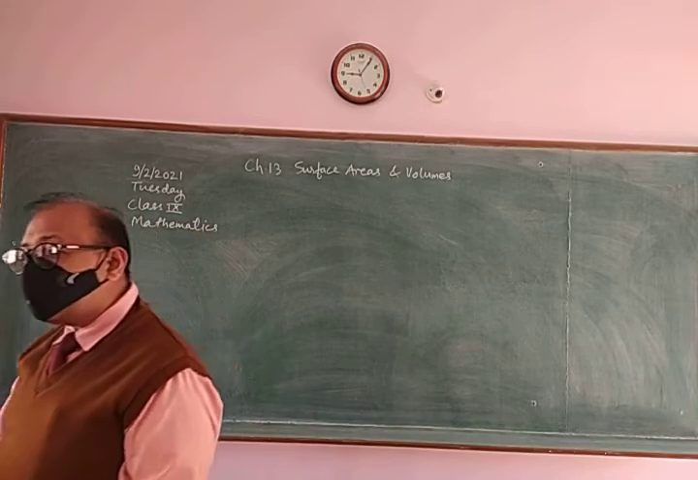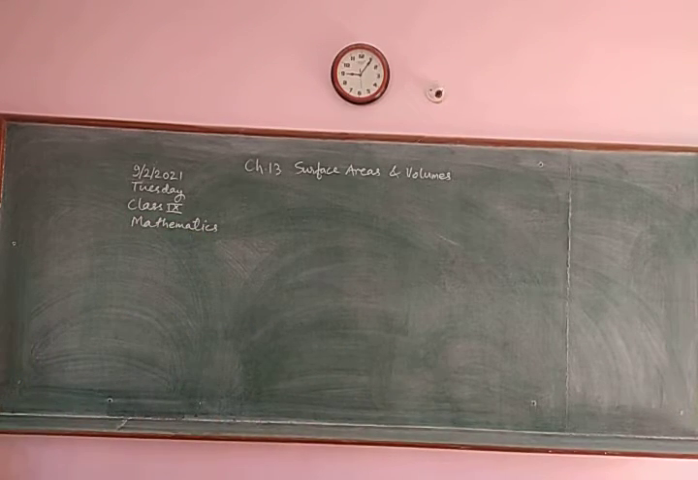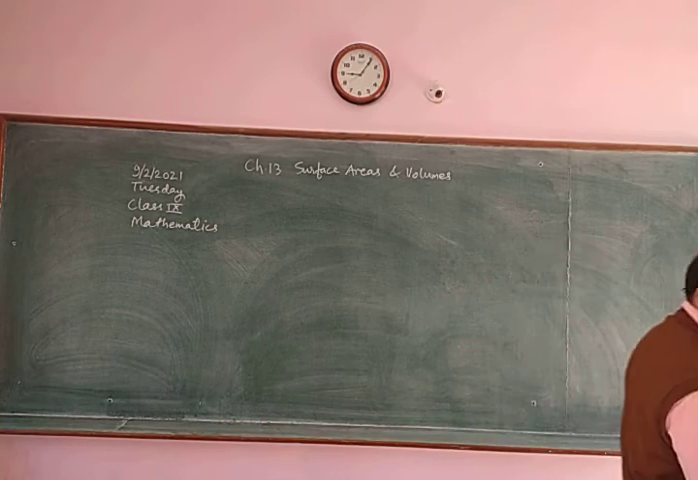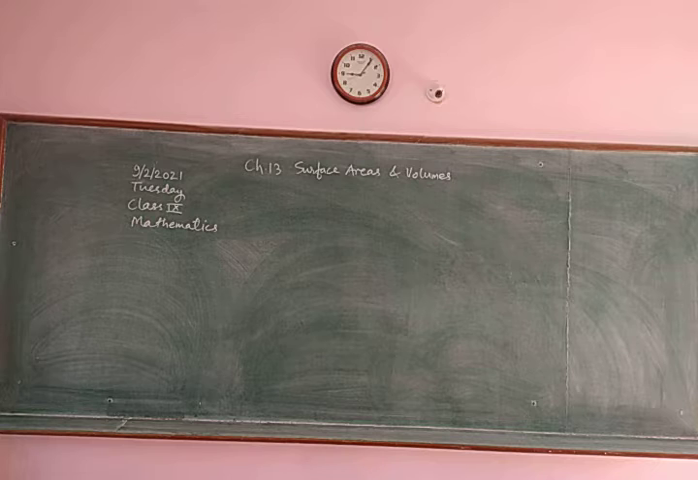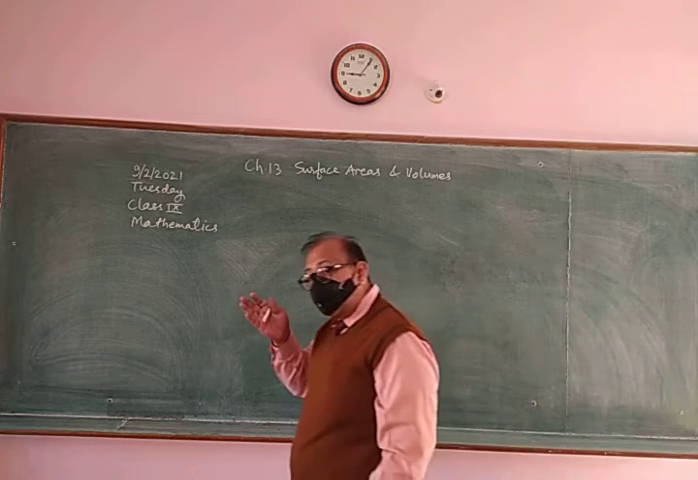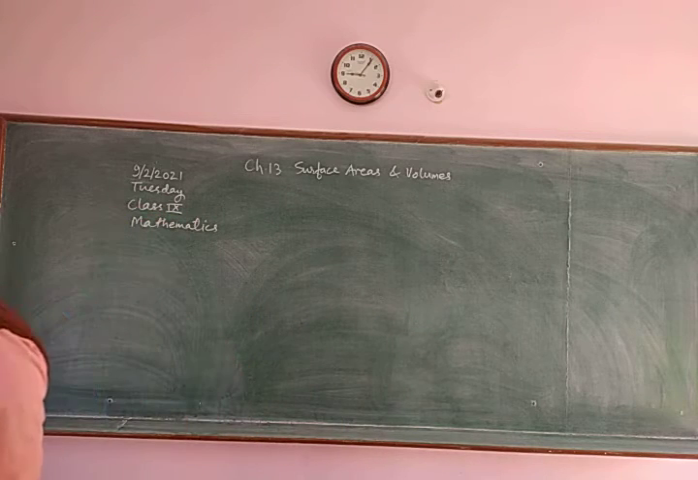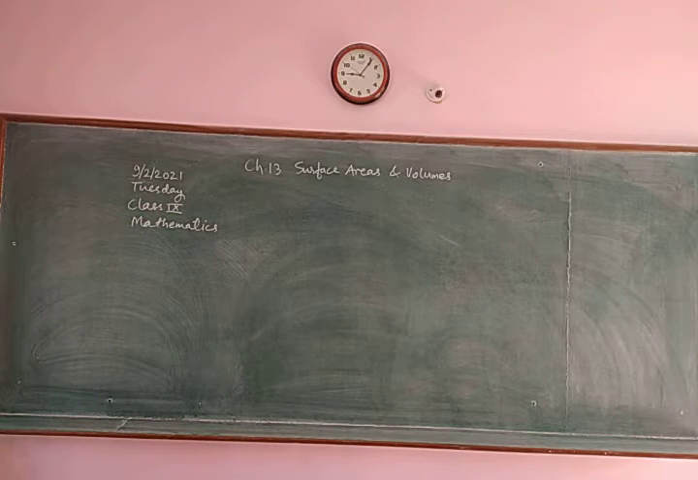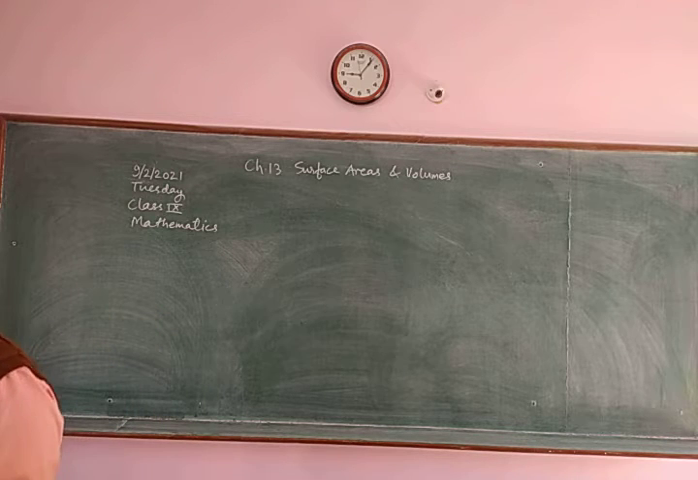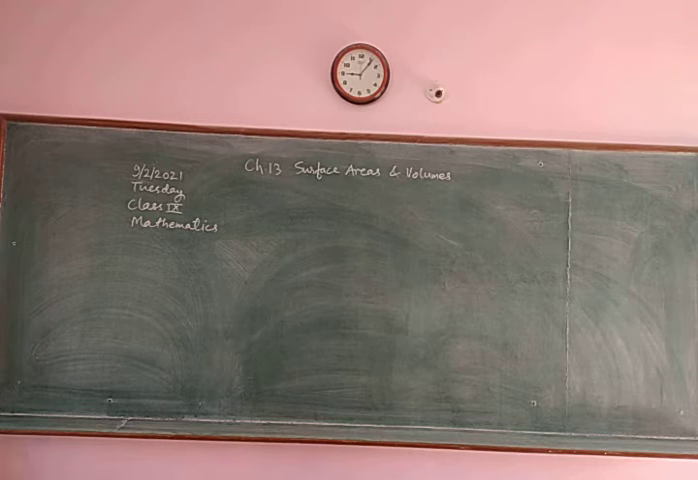Yesterday we studied the surface area of sphere and hemisphere. What is the total surface area of sphere? 4 pi r square. And what is the curved surface area of hemisphere? 2 pi r square. And the total surface area of hemisphere? 3 pi r square. This we have studied yesterday and we have solved some questions.